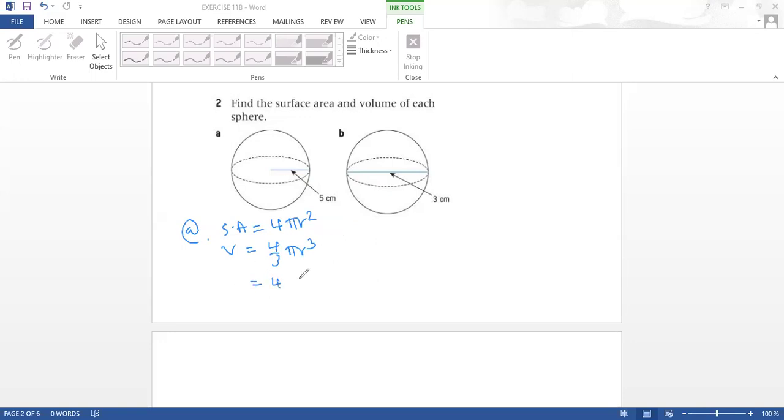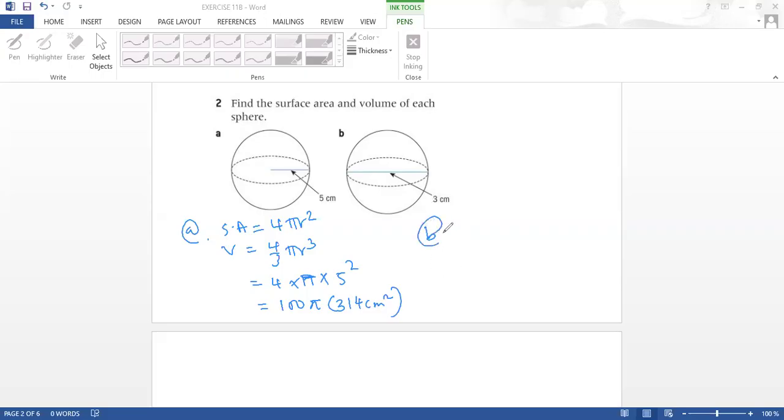Surface area is just 4 multiplied by pi times r squared. R is 5, so r squared is 25 times 4. That should be 100. So this is 100 pi. So 100 pi, if you multiply it and leave your answer to 3 significant figures, you get 314 squared centimeters.